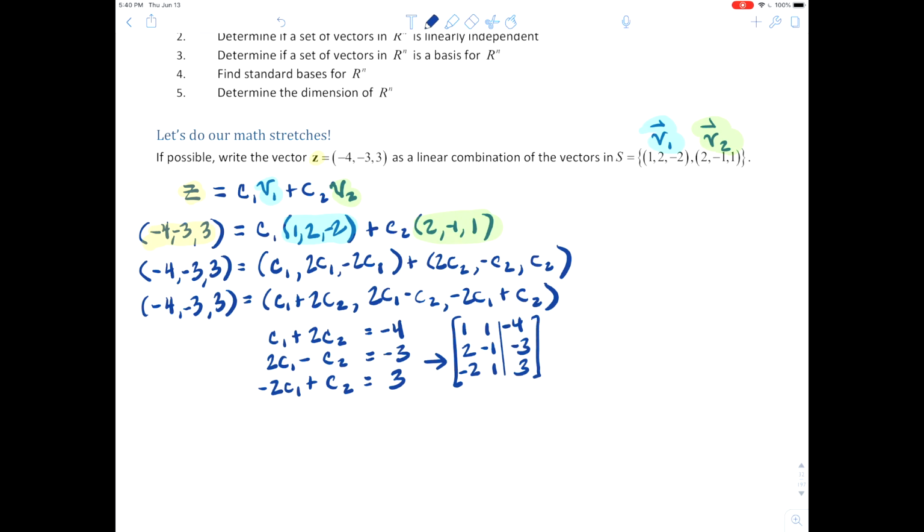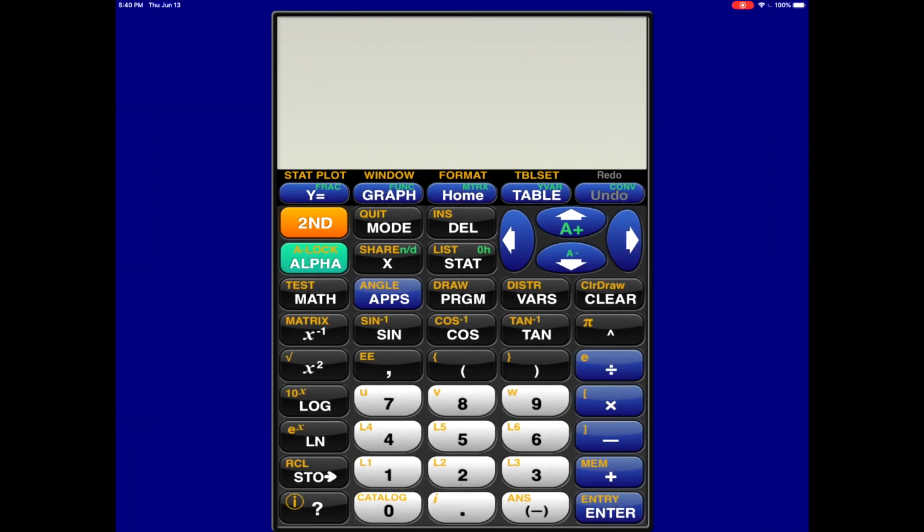Why don't you take a moment and, either using technology or by hand, go ahead and find the reduced row echelon form of this matrix. And we've got to enter our matrix in. I did a bunch of screenshots for you in an earlier video, so you may want to check that out. I'll go a little more quickly now.